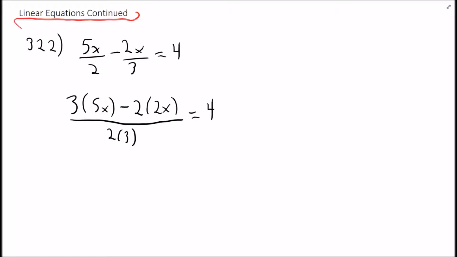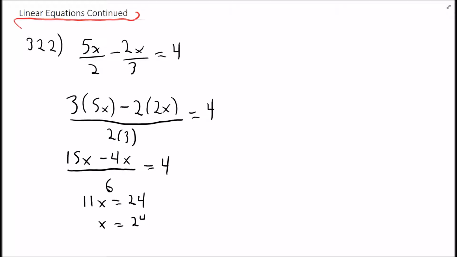So multiplying in, we get 15x minus 4x divided by 6 is equal to 4. So now, to get rid of that 6 on the bottom, I bring it up and multiply it on the other side. So 15x minus 4x is 11x equals 24. And then I divide both sides by 11. So x is equal to 24 over 11. And I will leave it as an improper fraction, so I don't have to round my answer. Let's do another one like that.